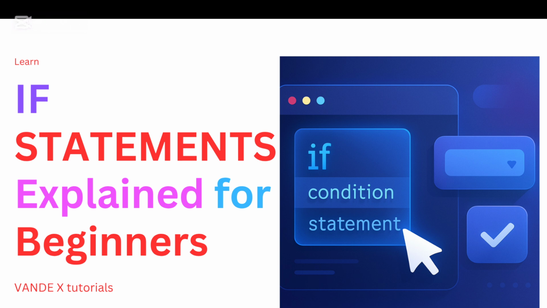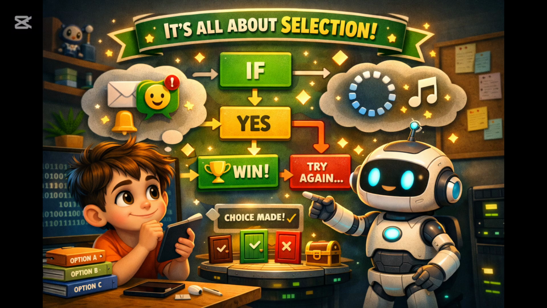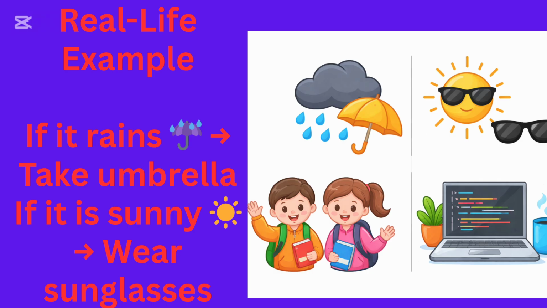Before we jump into coding, let's understand something important. In programming, we have something called selection. Selection simply means making decisions. Let me give you a real-life example. If it is raining, you take an umbrella. If it is sunny, you wear sunglasses. So basically, a condition decides what happens next. Computers use the same idea.